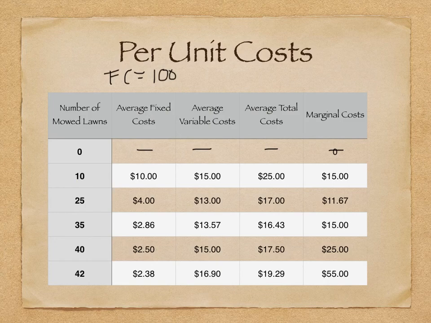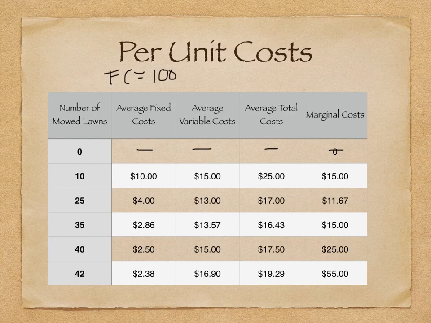The average fixed cost is a constantly decreasing function that will never equal 0 because it's some positive number being divided by some other positive number. So it will never actually reach 0. Our average variable costs are similarly arrived at. We're going to take our variable costs of production and divide them by the number of goods that are produced.